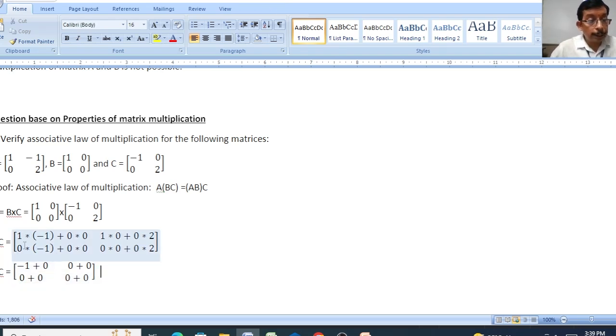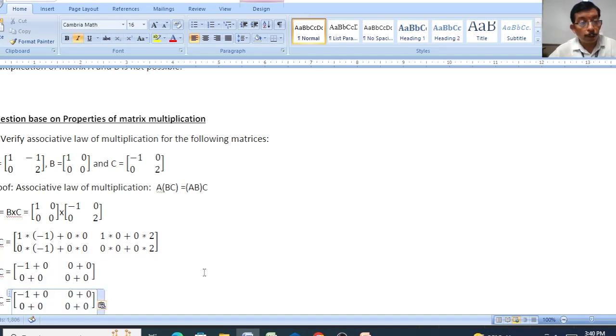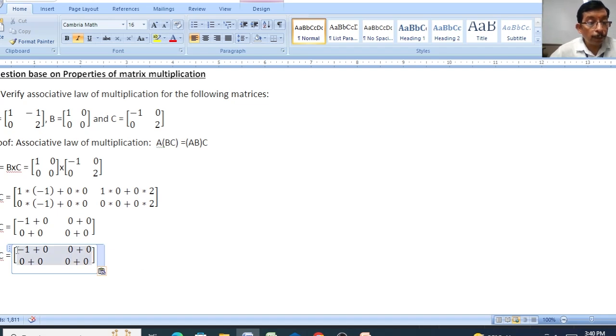Now this multiplication is complete by the row and column. Now simplify in the next step, final result. So 1 into minus 1 plus 0, result is minus 1, note down the same position. 0 into 0 plus 0, result is 0, note down the same position. 0 plus 0, result is 0, note down the same position. 0 plus 0, 0, note down the same position.